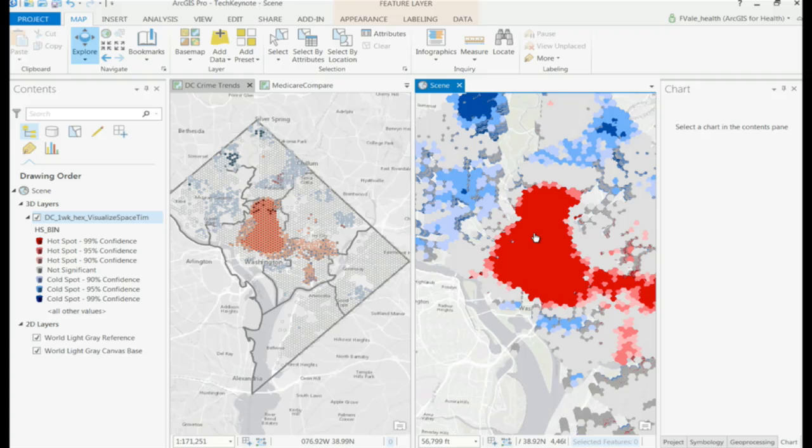So now that I understand that we have a big clustering of crimes in this area and that those crimes are intensifying over time, I might focus in on this area as I run my further analysis. So those are just a few of the first steps in the data exploration process. And I'll hand it back over to Clint.